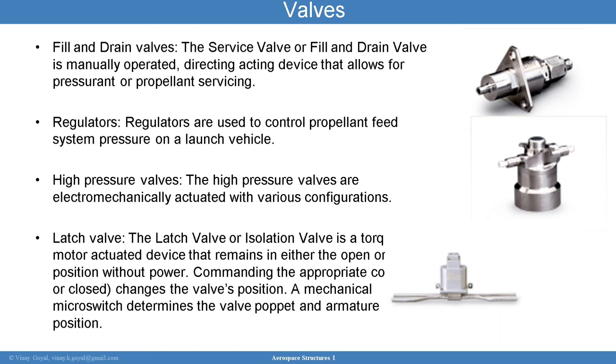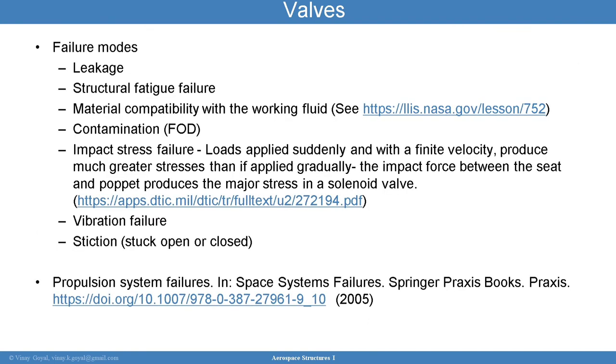You also have the regulators. The regulators are used to control propellant feed system pressure on a launch vehicle. And then you have the high pressure valves, which are electromechanically actuated with various configurations. You also have the latch valve. The latch valve, or isolation valve, is a torque motor actuated device that remains in either the open or closed position without power, and it commands the appropriate changes to the valve position. A mechanical micro switch can then be used to determine the valve poppet and armature position.